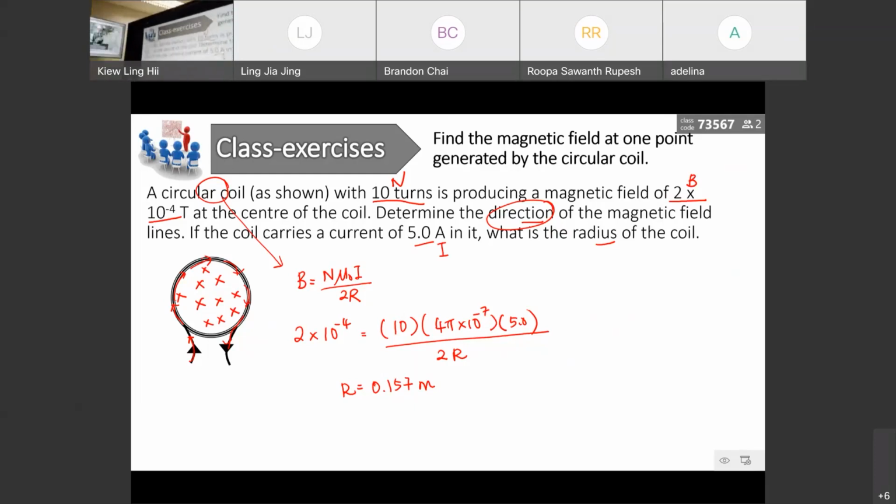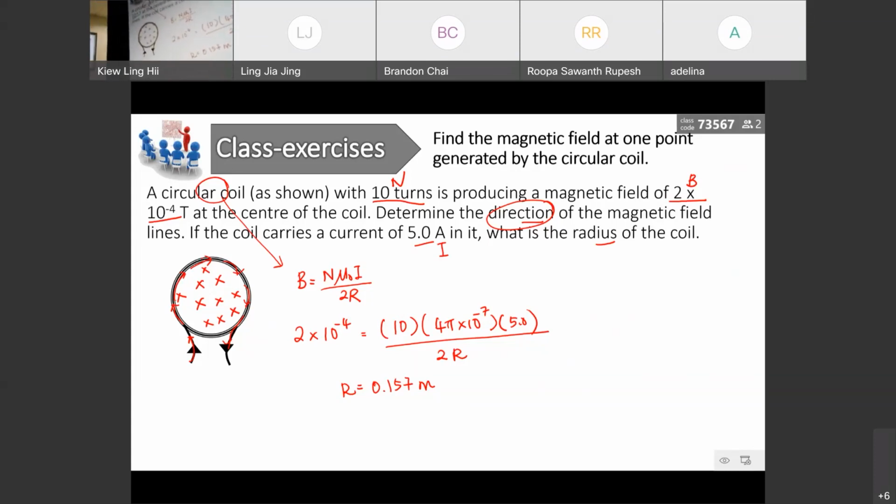Here, you stick your thumb with the directions of the current, moving along the current. So what do you get? At this center here, you will discover your directions of finger, no matter where it goes, at any point, is going into the screen. Okay?